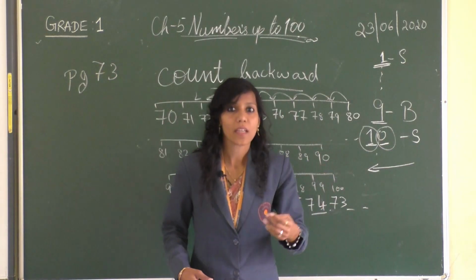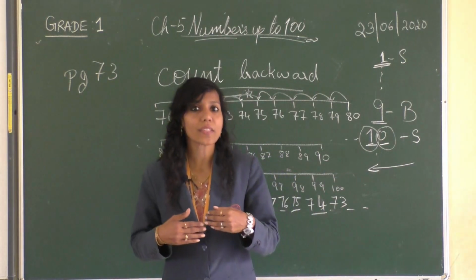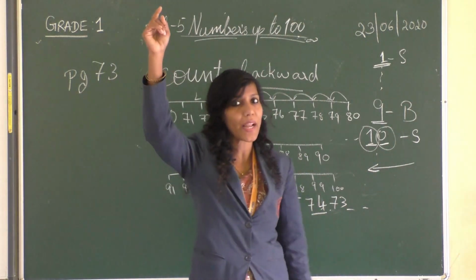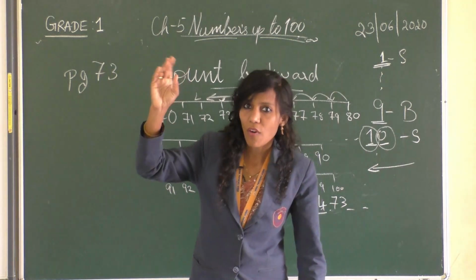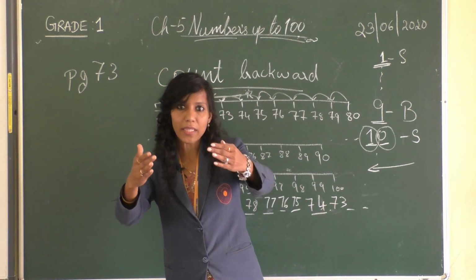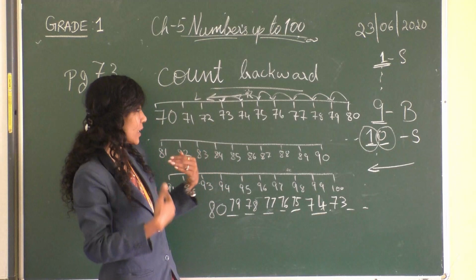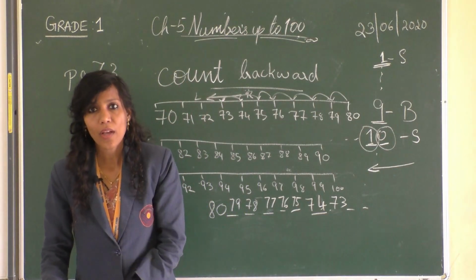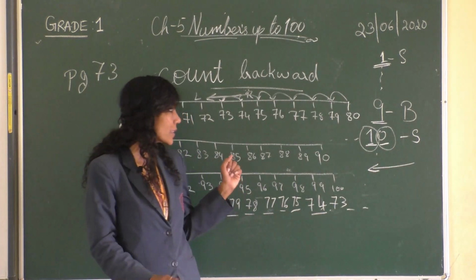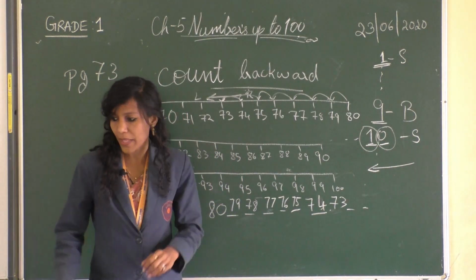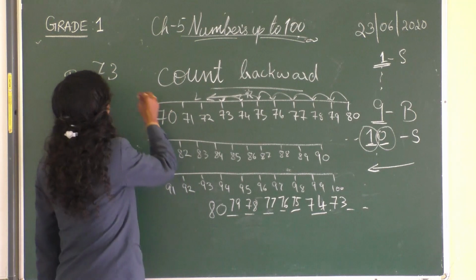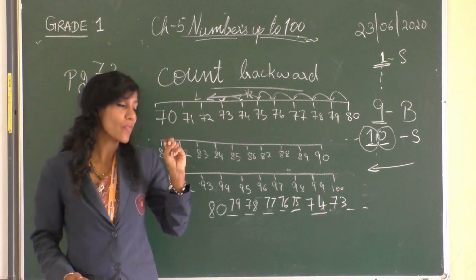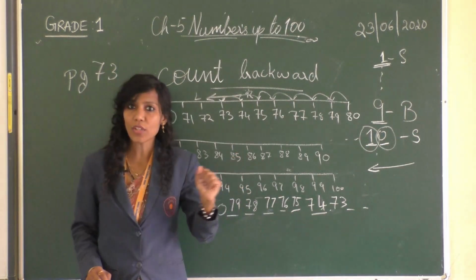Backward counting, going back. Forward counting, going front. So from 0 going straight front is forward counting. From any number given, coming back towards 0 is backward counting. So you understood the concept of backward and forward counting. Your classwork will be on page number 73, both the backward as well as the forward counting. You have to fill it up.